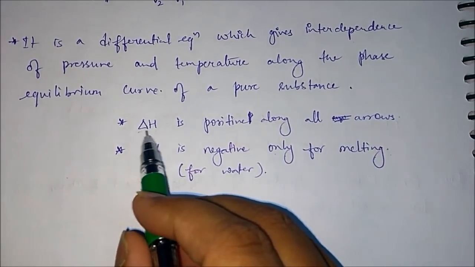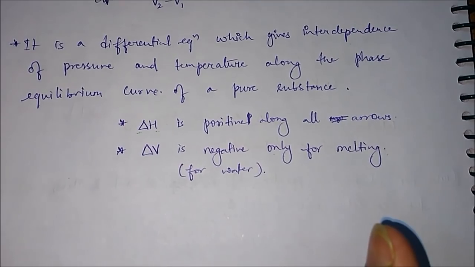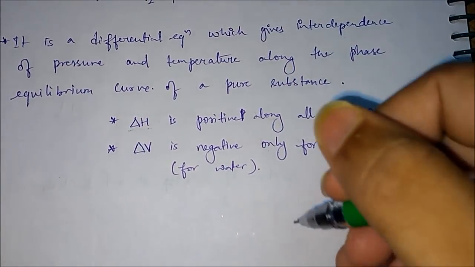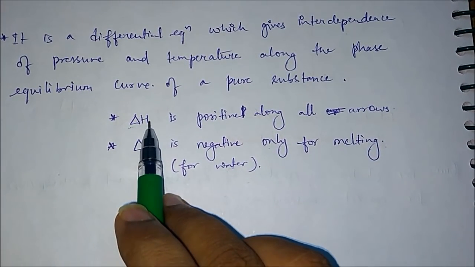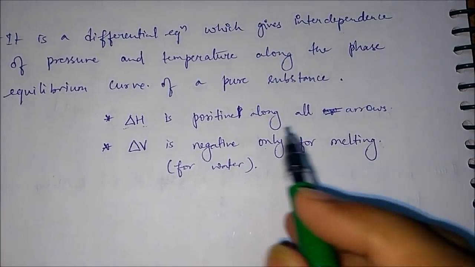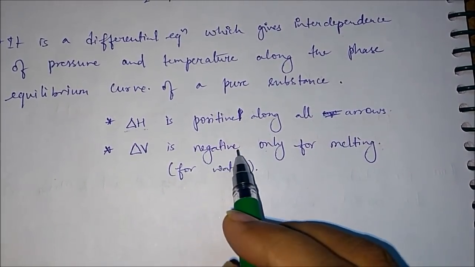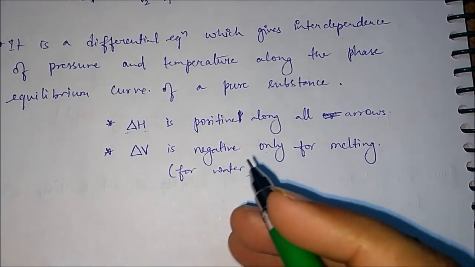Now this is related to enthalpy. Delta H is always positive along all the curves, wherever you are getting a change. Now delta V, the change in volume, is negative only for melting of water. The reason for this is that the density of solid is less than that of water.